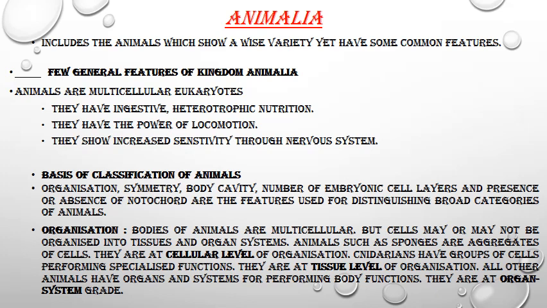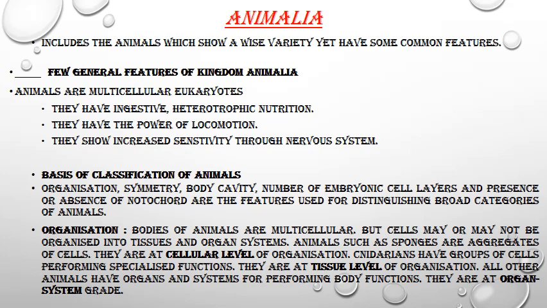Next, finished plant kingdom, started Animalia. Kingdom Animalia includes the animals which show a wide variety yet have some common features. So, few general features of kingdom Animalia: animals are multicellular eukaryotes. They have ingestive heterotrophic nutrition. They have the power of locomotion. They show increased sensitivity through nervous system.